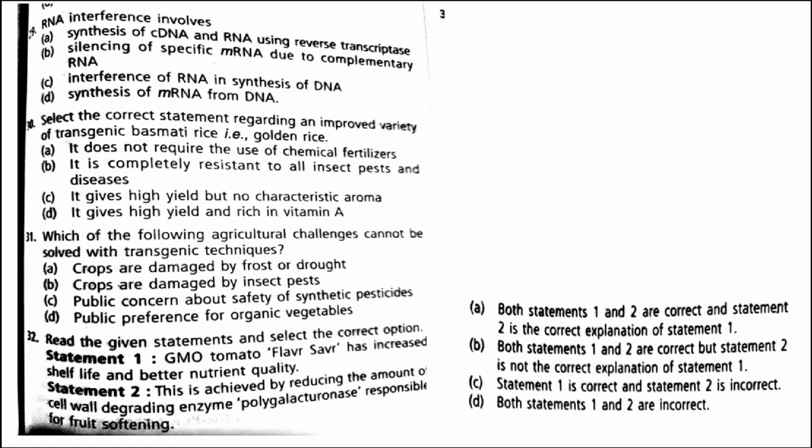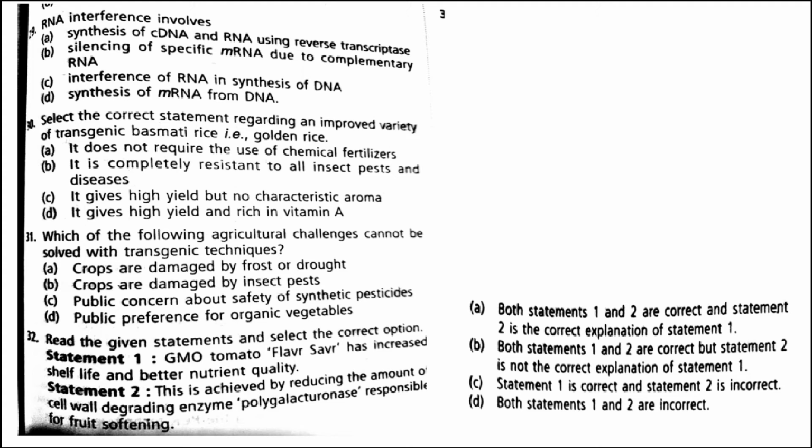Next, select the correct statement regarding an improved variety of transgenic rice, that is golden rice. A. It does not require the use of chemical fertilizers. B. It is completely resistant to all insect pests and diseases. C. It gives high yield but no characteristic aroma. D. It gives high yield and is rich in vitamin A. So the answer is option D.